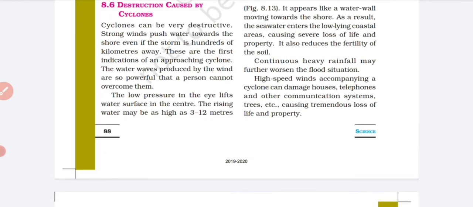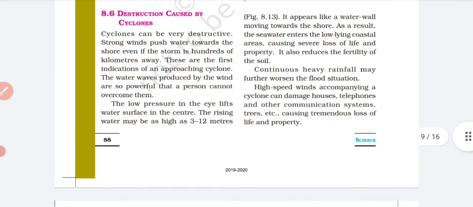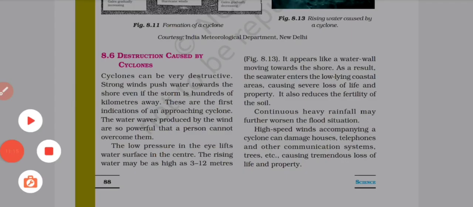And a low pressure in the eye lifts the water surface in the center. Rising water may be at a height of 3 to 12 meters, which is very high, and it appears like a water wall moving toward the shore. As a result, the seawater enters the low-lying coastal areas, causing severe loss of lives and property. It also reduces the fertility of soil. That means lots of destruction occurs at that time.